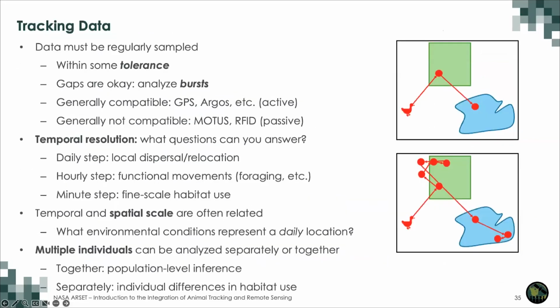These step selection functions require regularly sampled data. They can be performed at a variety of temporal and spatial resolutions, and they can use data from either one or multiple individuals. And if data are available from multiple individuals, these data can be analyzed either separately to understand individual differences in habitat use and selection, or together to get inference at the population level. Although today we're just going to use an example from a single individual to sort of streamline the process.